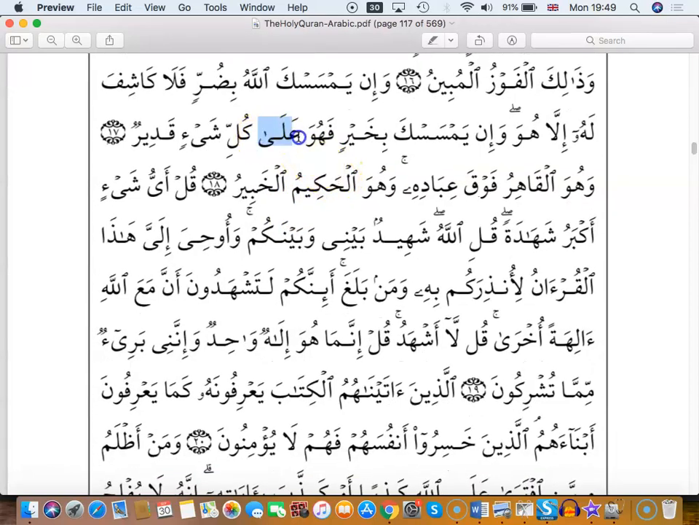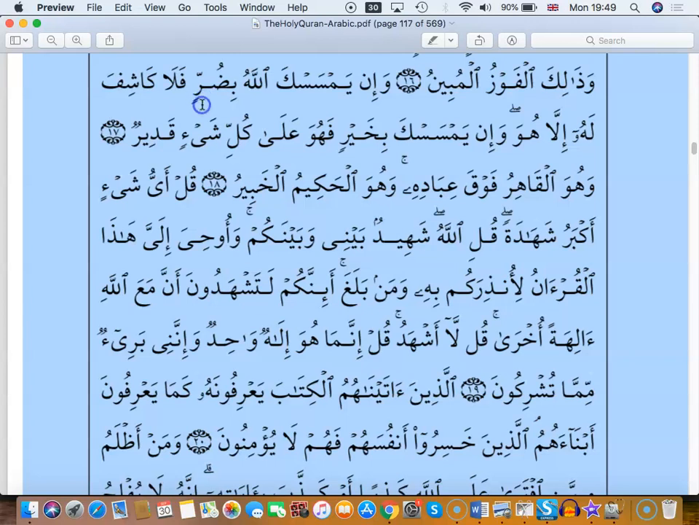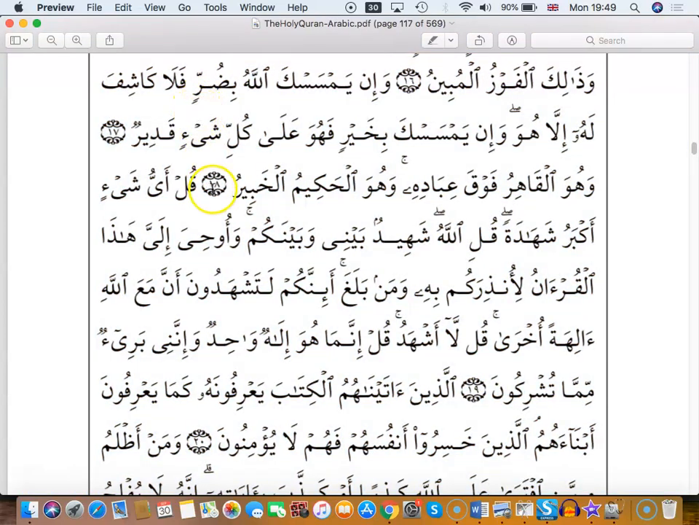Okay. Ala means what? Now you see this word kulli shay'in. Kulli is the first word of the rule, which we call, what do we call in Arabic? Mudaf. And shay'in is the mudaf ilayhi. Second word of the rule. Yeah. So notice what ala does. Gives kulli kasra. Yeah. Wa in yamsaska Allahu bi durrin. Yeah. Bi durrin. Okay.